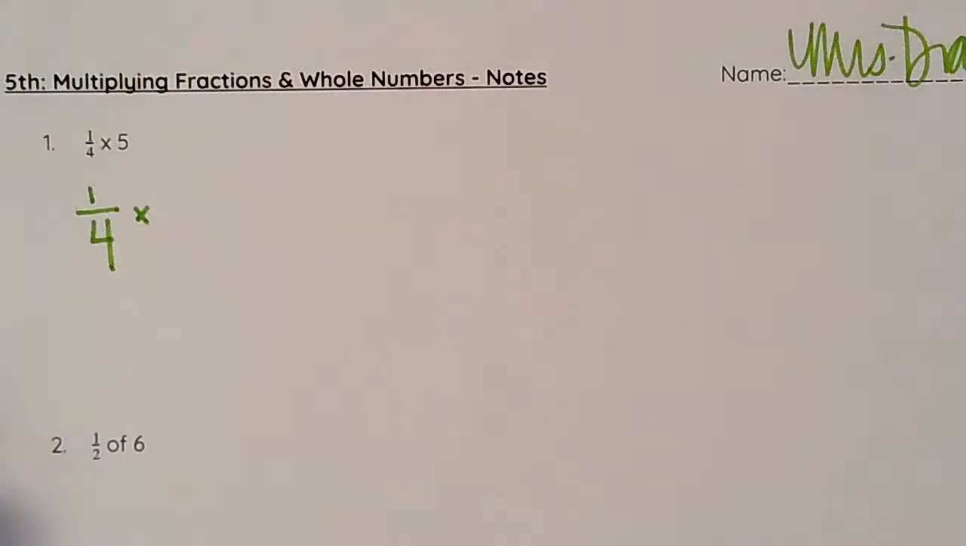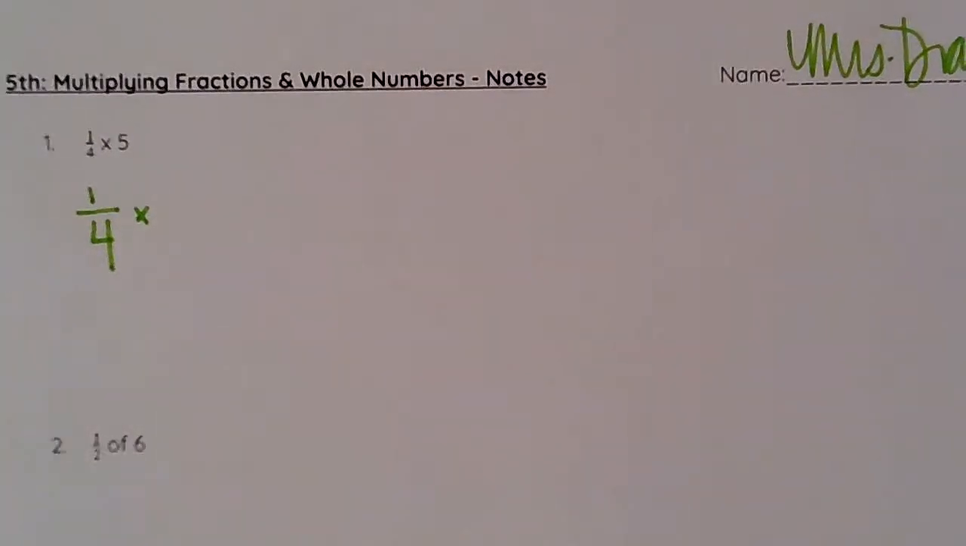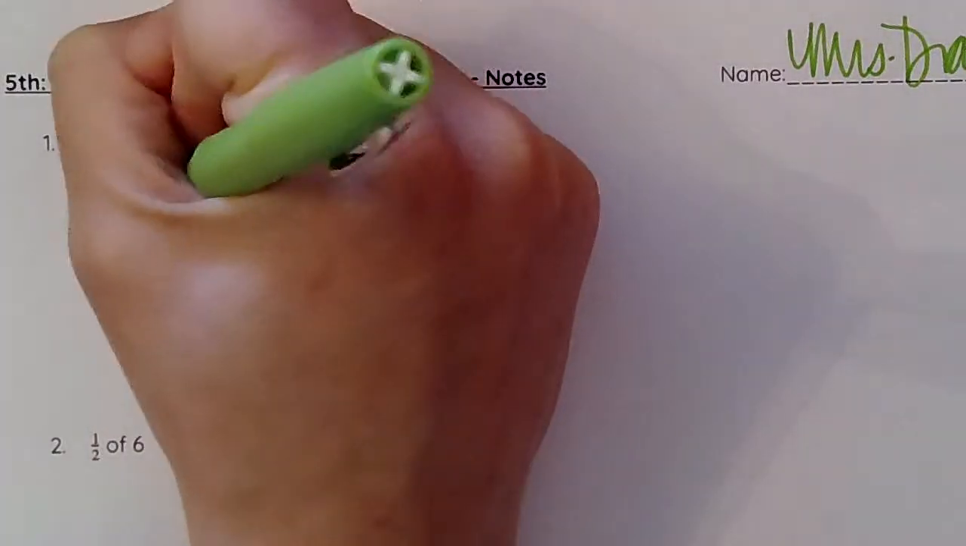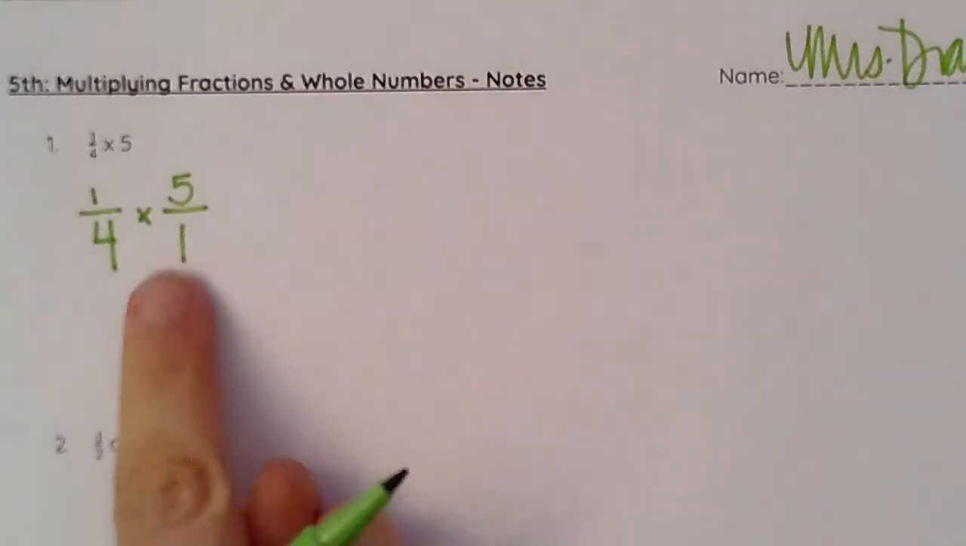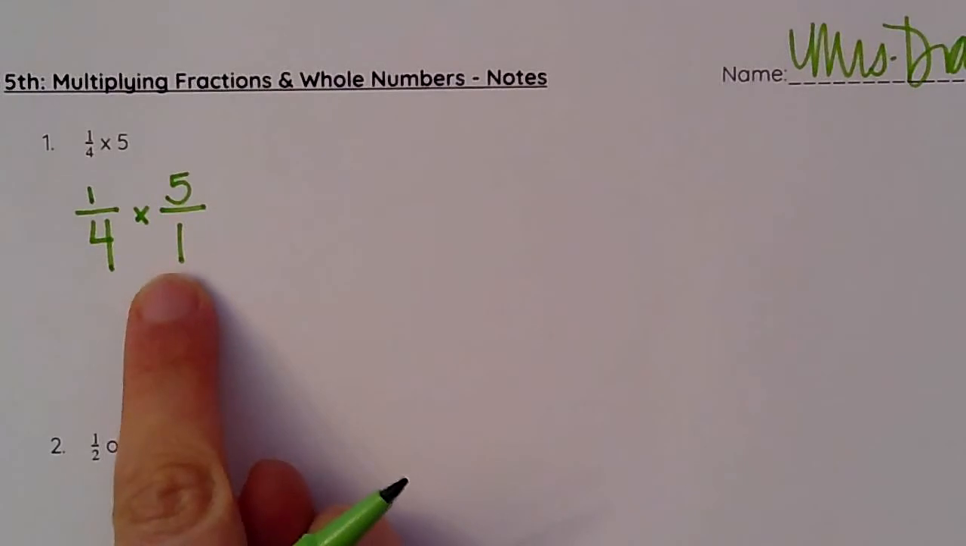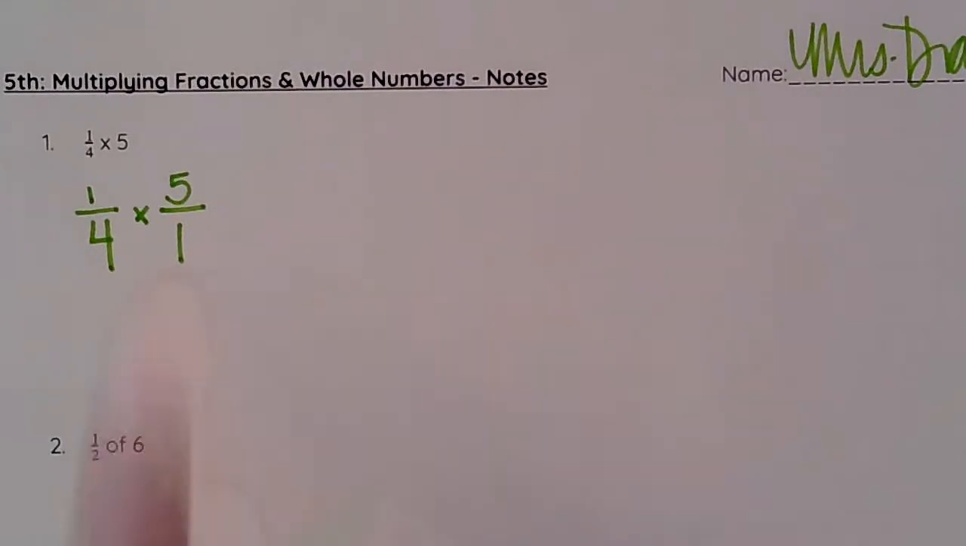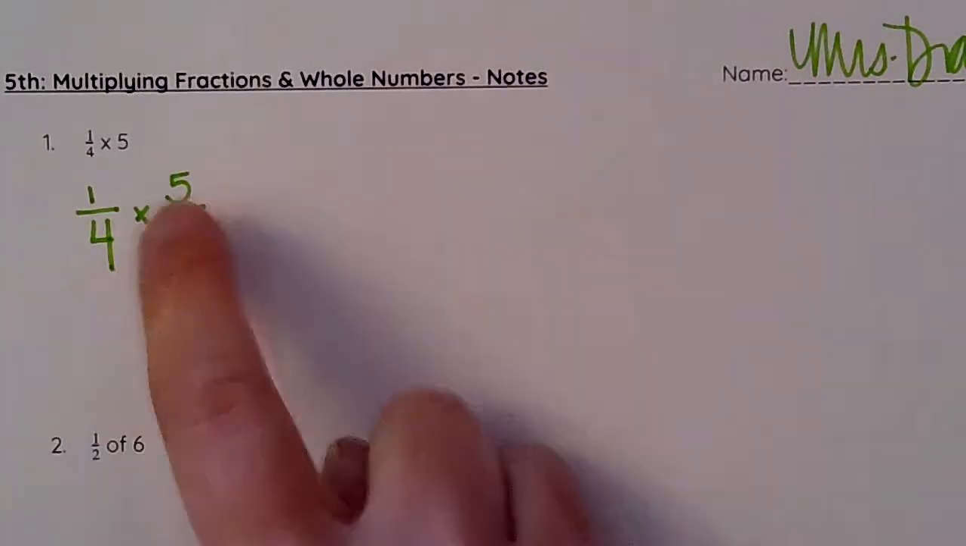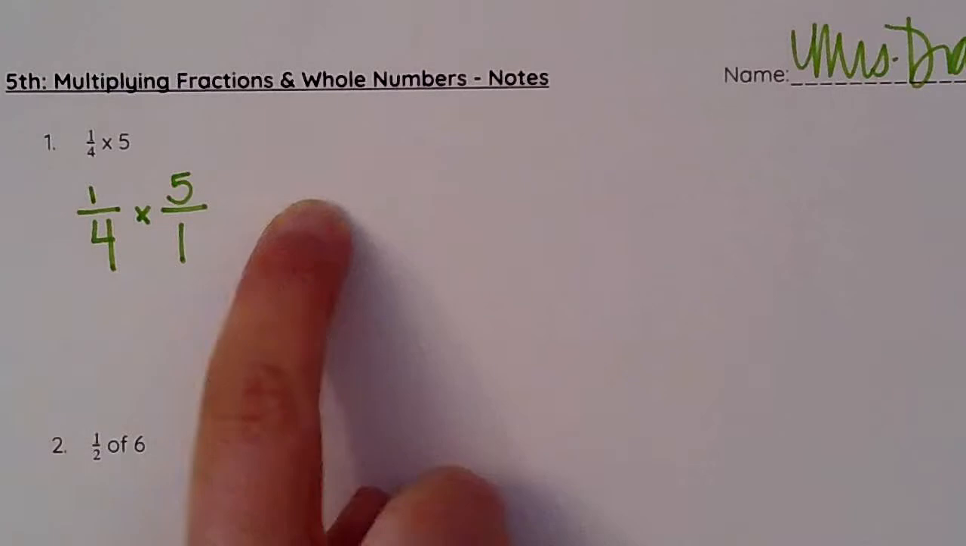So I'm going to rewrite my problem. 1/4 times 5. Now we know that 5 as a whole number has a 1 underneath it. A 5 wholes has a denominator of 1. We don't typically write it, but it is there. And when we are multiplying fractions, it is perfect to have there to remind us that we're not multiplying both the numerator and the denominator by 5, but we just multiply straight across.